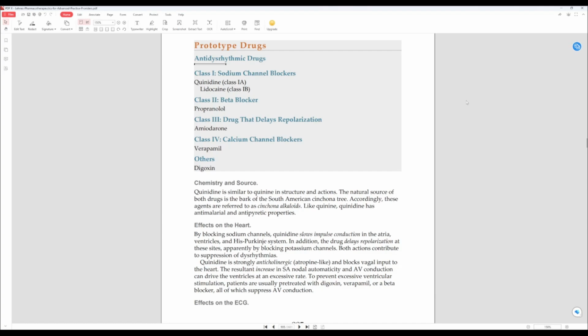Quinidine is similar to quinine in structure and action. The natural source of both drugs is the bark of the South American cinchona tree. Accordingly, these agents are referred to as cinchona alkaloids. Like quinine, quinidine has antimalarial and antipyretic properties. Its effects on the heart.